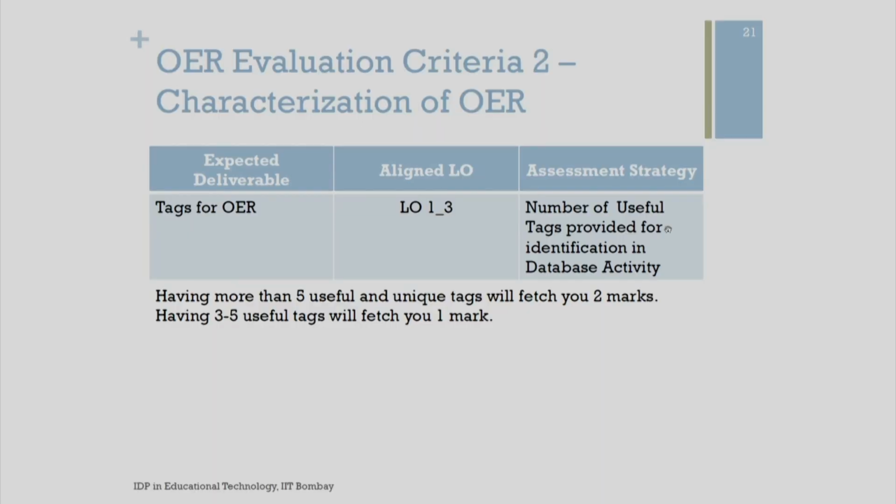Next, tags for the OER. We are going to count the number of useful tags provided for identification in the same database activity in Moodle. Having 3 to 5 useful tags will fetch you 1 mark, and having more than 5 useful tags will fetch you 2 marks, so the maximum is 2 marks. You can think of any number of tags, but 3 is the minimum number that we need. If it is less than 3, we will not give you any marks. If it is more than 5, we will give you 2 marks.